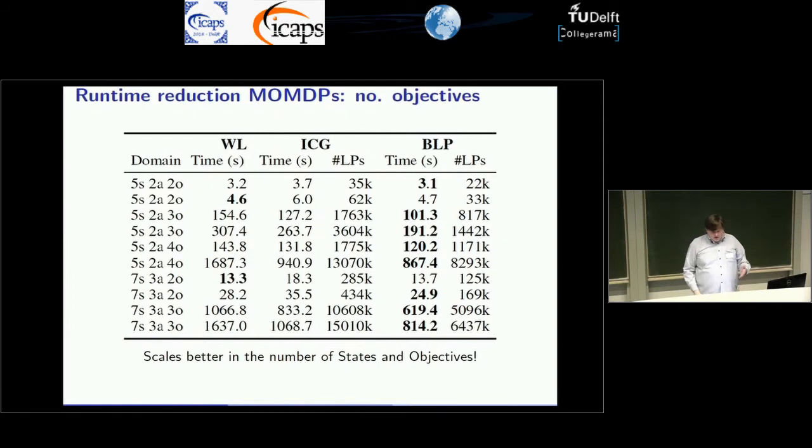All right. So if we look at this in table form, for example, for a bunch of different values for states and objectives, then we see that the number of LPs that we compute goes down significantly, and the bigger the MOMDP gets, the better the improvement. So this actually scales better both in the number of states and the number of objectives. And this is, of course, very relevant for multi-objective MDP solvers.